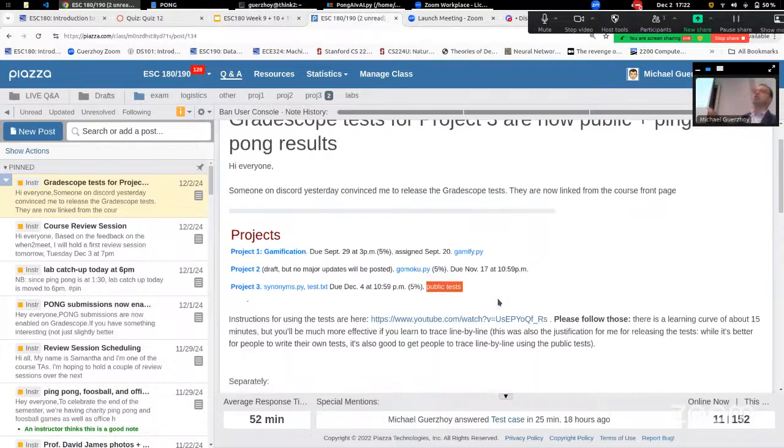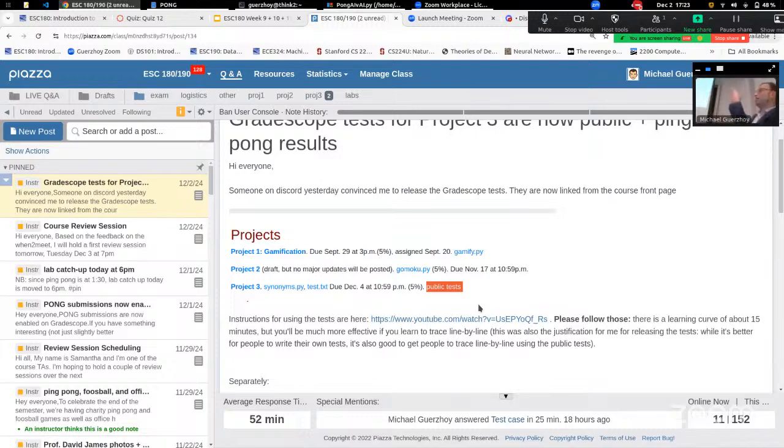What is good is that they're in a weird format. There is a way to run them on Paizo. So if you look at this video, there is a demonstration of how to run the tests in Paizo and to debug them, tracing line by line. So that was my justification for doing it. If you come to office hours, which there is today, later in the evening, and also tomorrow and Wednesday.